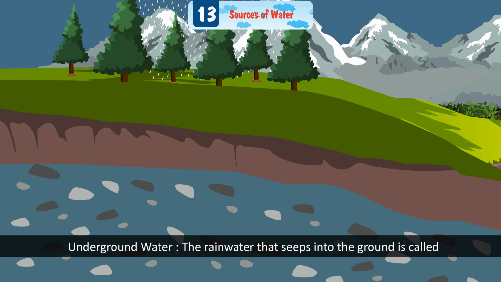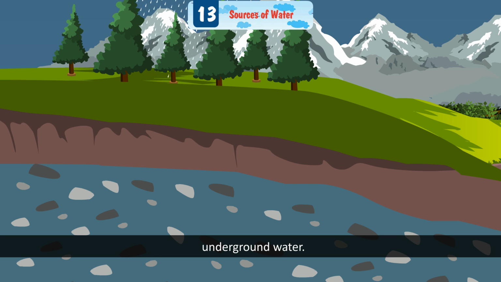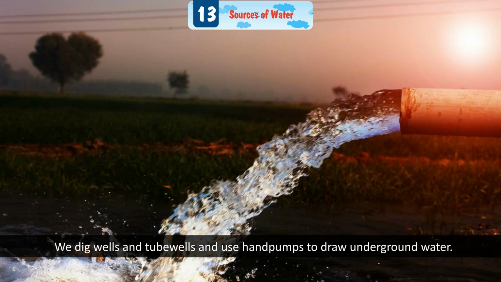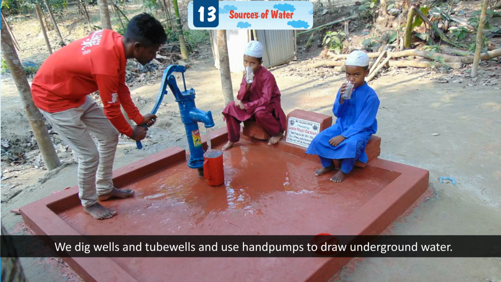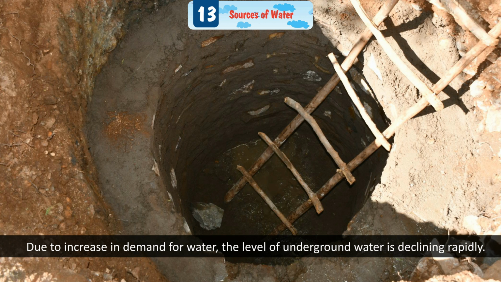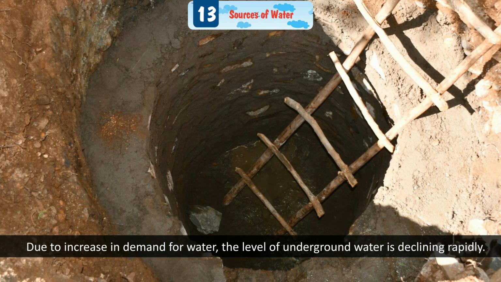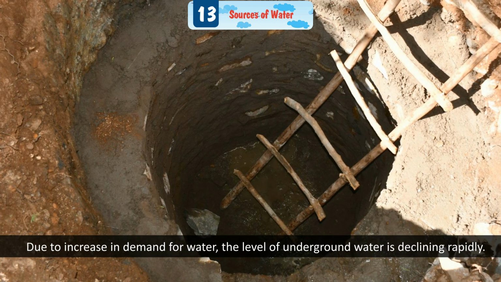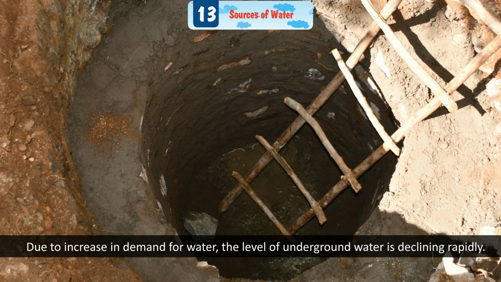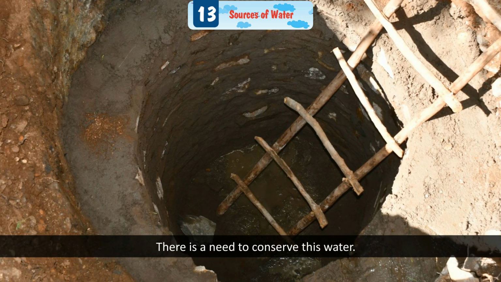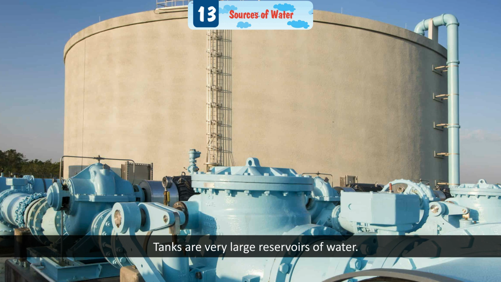Underground water. The rainwater that seeps into the ground is called underground water. It is an important source of water in India. We dig wells and tube wells and use hand pumps to draw underground water. Due to increase in demand for water, the level of underground water is declining rapidly. There is a need to conserve this water.